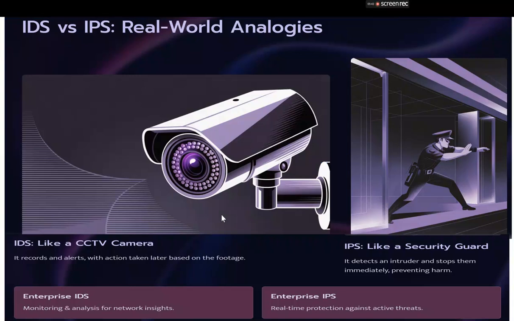Now let's come to a real-world example. IDS is like a CCTV camera. A CCTV camera records actively and alerts when something suspicious happens, but it cannot stop a thief. IPS is like a security guard. The guard sees the intruder and immediately stops them. In a real network, IDS tells you what happened. IPS ensures damage does not happen at all.